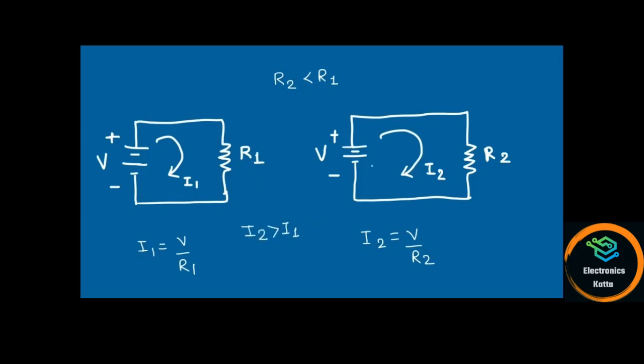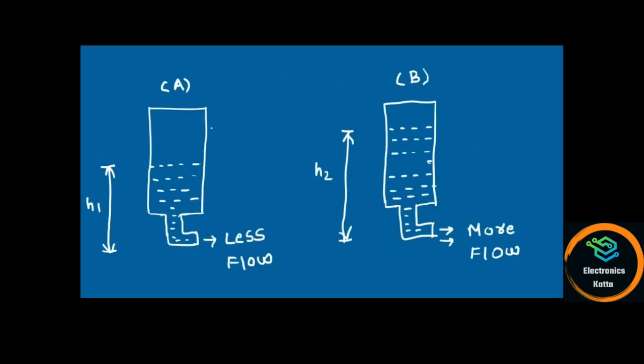Now let's take a second example in which we have two water tanks with the same diameter of hose pipe, but in both tanks the water level is different. In the first tank we have less water, so the pressure exerted at the bottom of this hose pipe will be less. Because of the less pressure, the flow of water will be less. But in the second case, as it contains more water, the pressure exerted at the bottom of the hose pipe will be more. Because of the more pressure, the flow of water will be more through this pipe.